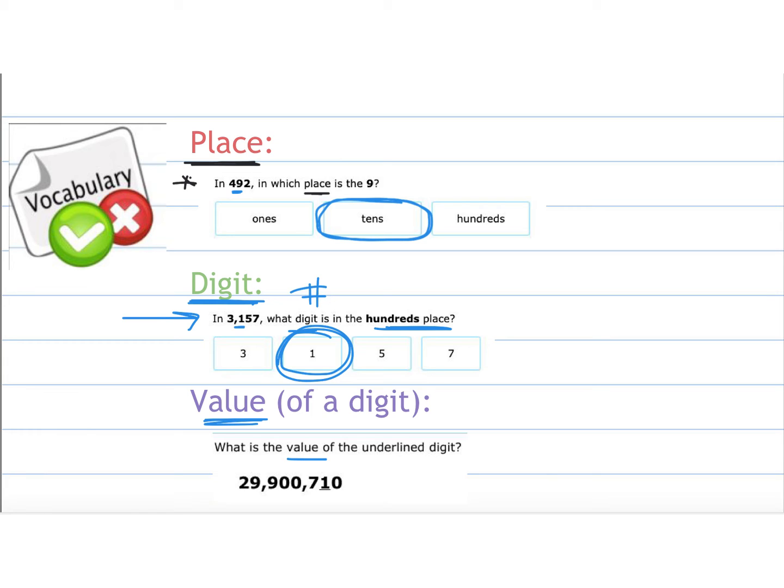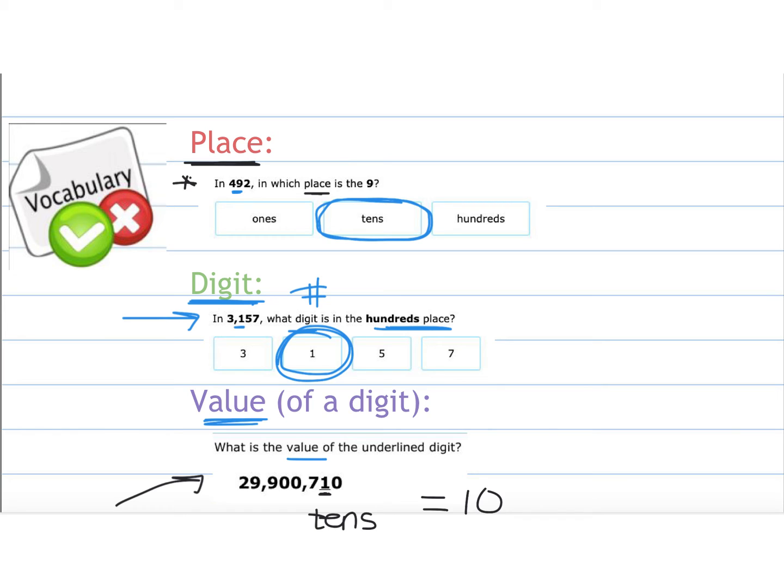So first of all, this number right here, we would say it as 29,900,710. So the underlined digit, we can see the 1 is in the tens place, and there's only 1 in that place. So 1 times 10 would equal 10. And I'm going to show you another number so I can show you a different value. So the value of the 1 would be 10.